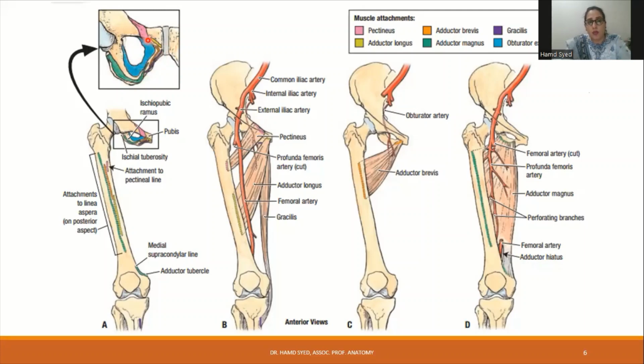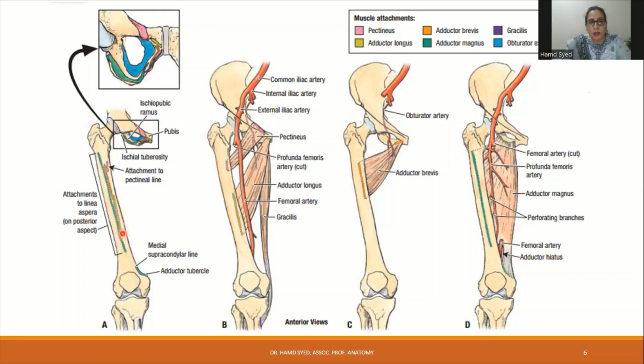Now, this light blue shade represents the origin of the obturator externus muscle. And all of these muscles, their insertions are also represented by the same color, the color of origin. So you can see that this green line over here is the attachment line on the linea aspera, which is showing the insertion of the adductor magnus muscle on the posterior aspect of the shaft. And then medial to it, you can see the insertions of adductor brevis onto the linea aspera.